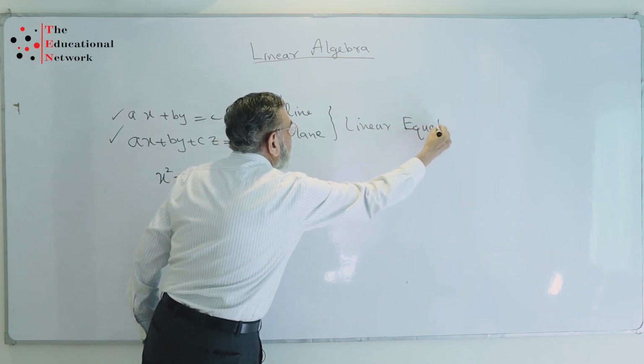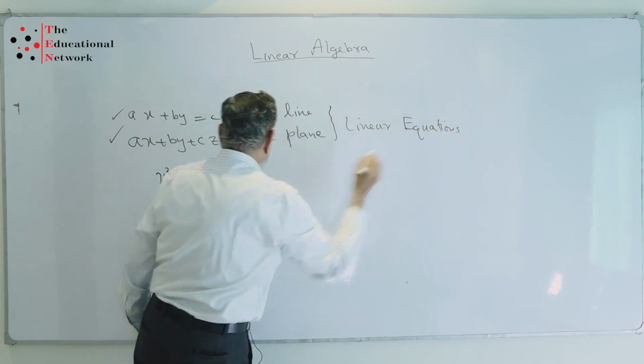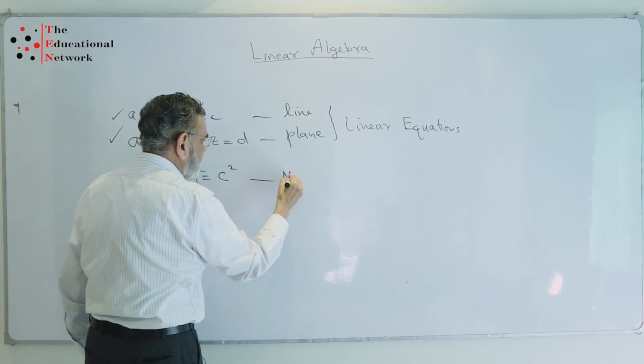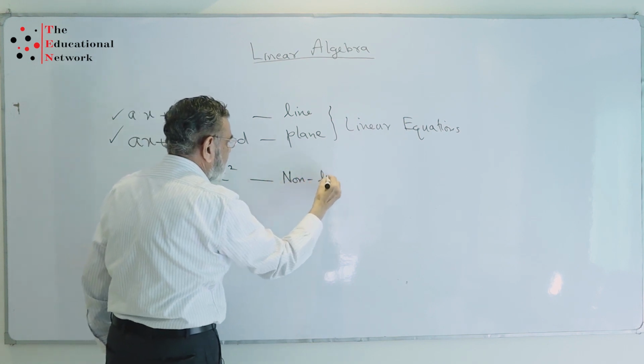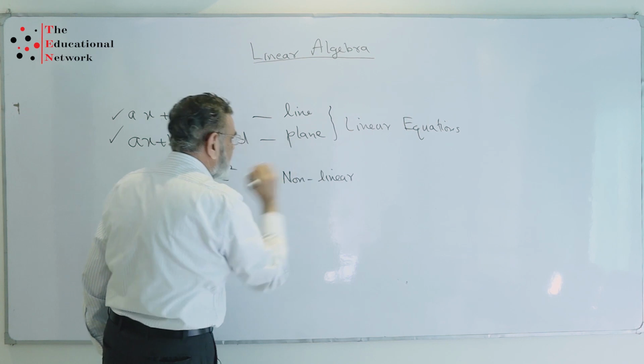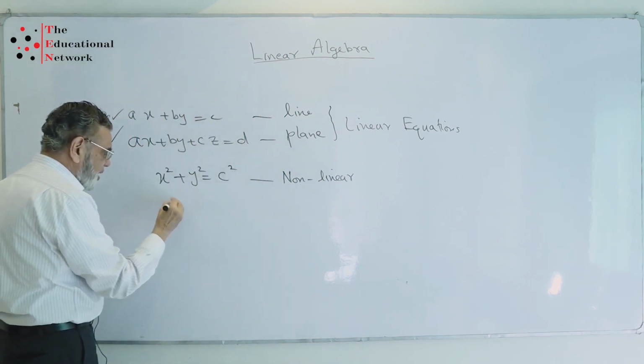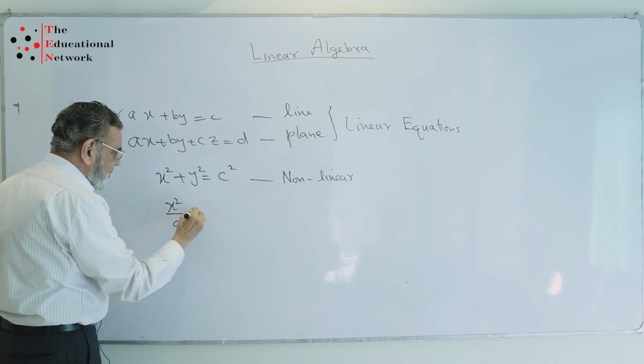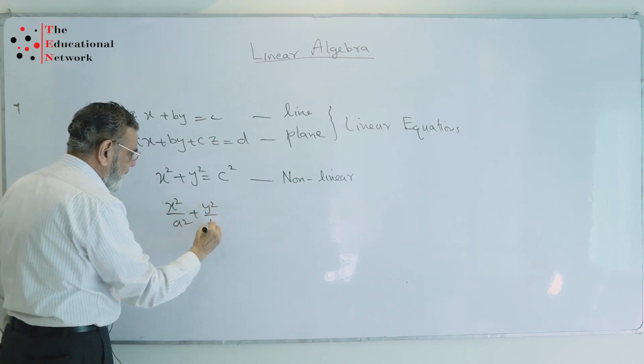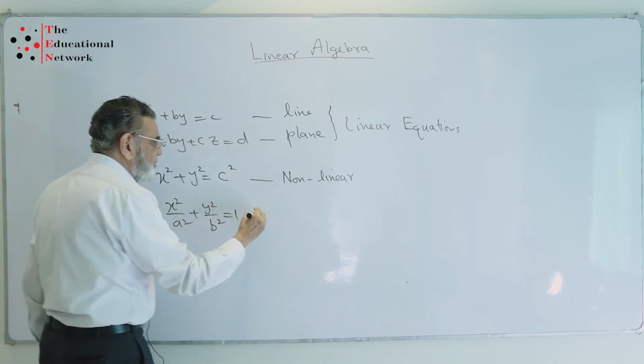And the other equation which I have written, that is my non-linear equation. And we are going to study, in this case, linear equations. Other non-linear equations we have in geometry: x square upon a square plus y square upon b square is equal to 1. This is my equation of ellipse.